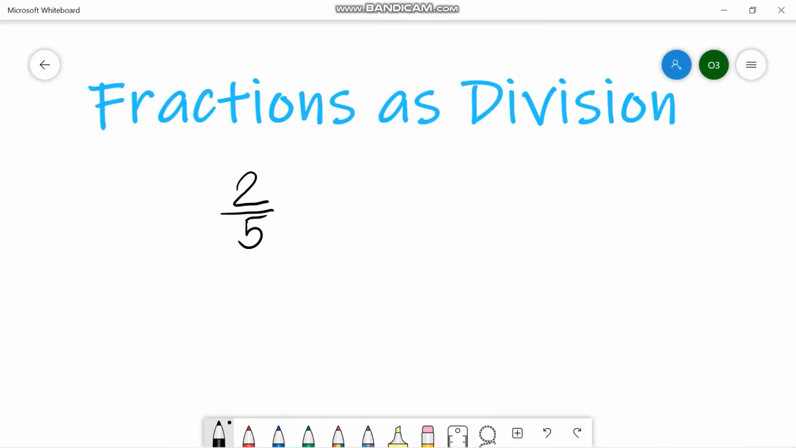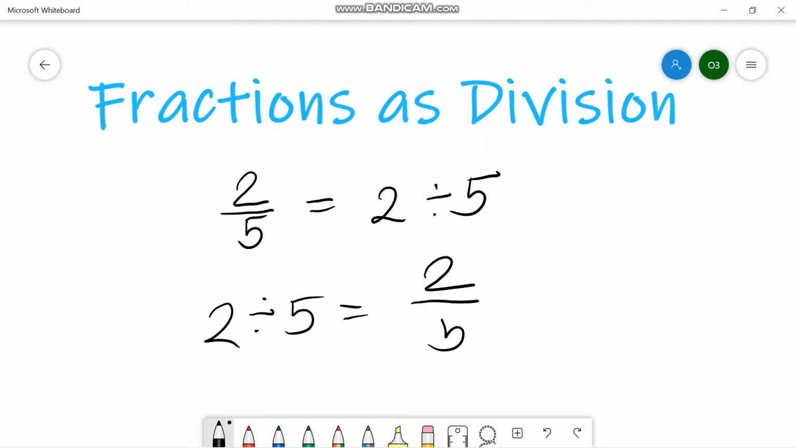Let's take a look at again the example. 2/5 can be written as division and it can be written also as fraction. So let's see. We can express 2/5 as 2 divided by 5, and on the other hand, we can express 2 divided by 5 as 2 over 5 or 2/5. So fraction as division and division written as fraction.